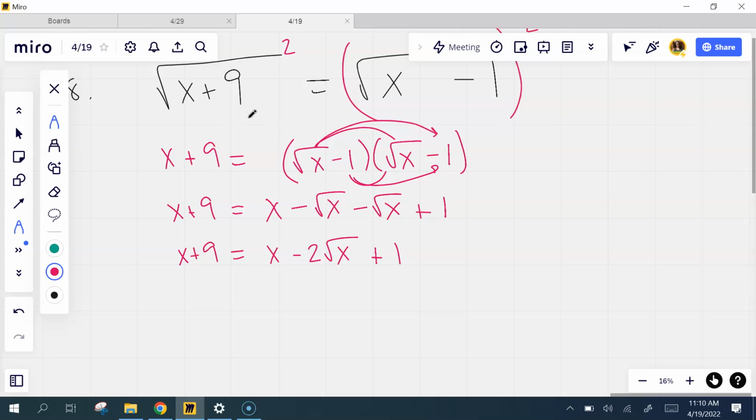When you're in a situation with a radical in your equation, what did I tell you to do? Get it by itself.